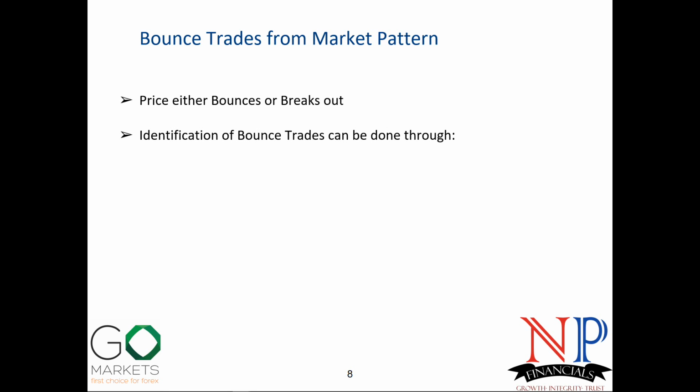Identification of a bounce trade can be done through a double bottom, triple bottom, quadruple bottom, queen bottom, or U-type bottom. They have many names: flying saucer, cup and handle, and V. V is very rare, except after the recovery of the GFC in the indices market or the stock market. Or a double top, quadruple top, queen top, or triple top, as I showed you. Those are the bounce trades.